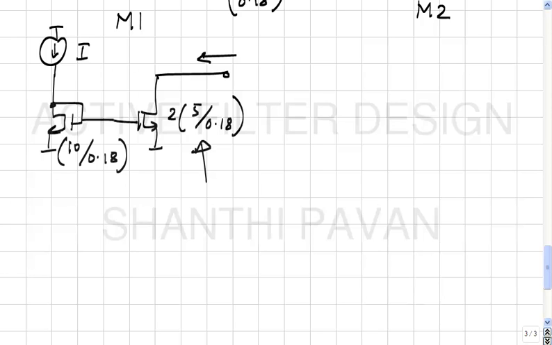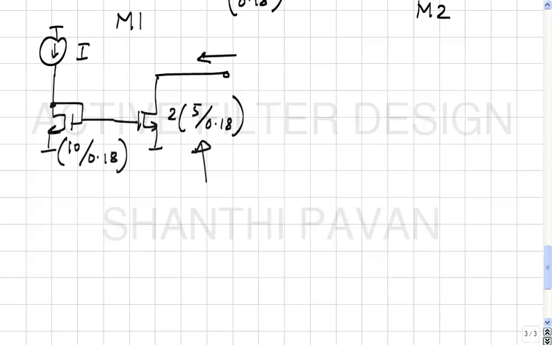So what does that mean? I mean, are 2 fingers of 5 by 0.18 exactly equal to 1 finger of 10 by 0.18? They will not be. So whenever you want exact matching, you should never commit this error, right? So you should only have a fixed finger size, and to get ratios of currents, you only change the number of fingers. Don't mess around with the size of each finger. Is this clear?